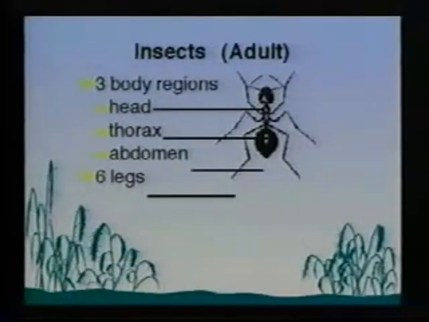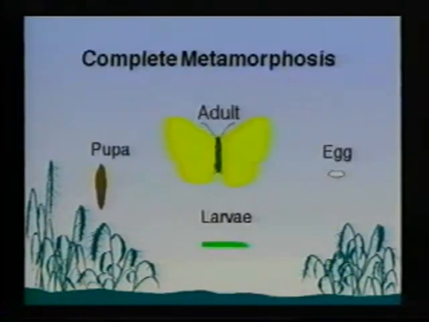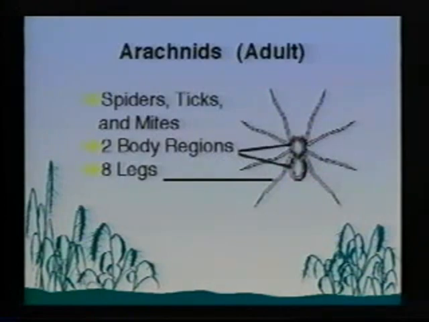If we look at the first chart, it shows us that we have the 3 body regions: the head, the thorax, and the abdomen. And then we have 6 legs. Very important. And then some of the metamorphosis. Remember, we have several different types of metamorphosis. This one happens to be the complete metamorphosis: the egg, the larvae, the pupae, and the adult stage. And then arachnids, the spiders, the ticks and the mites, have 2 body regions and 8 legs.